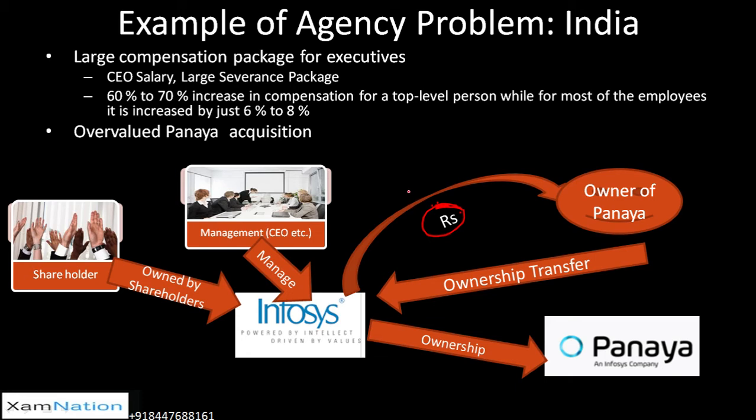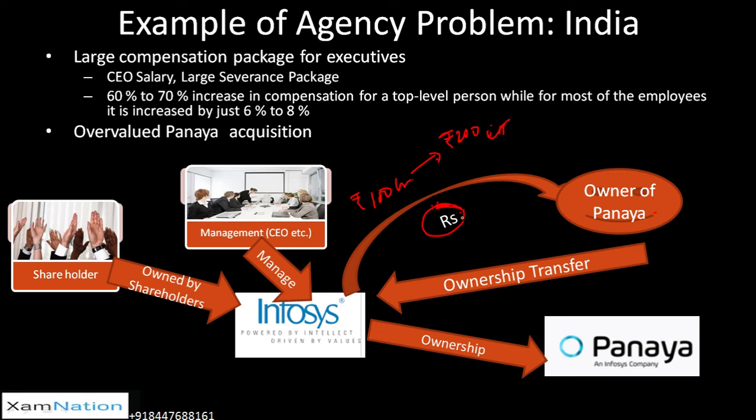I will just take a very wrong number, but from the perspective of illustration, it's a good number. Let's say the actual value of this Panaya company is 100 crore. If it has been bought honestly, then it costs the Infosys company 100 crore rupees. Now, in place of 100 crore, Infosys paid 200 crores to the Panaya owner.